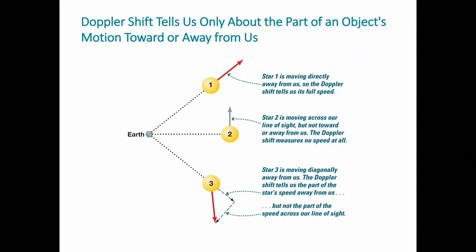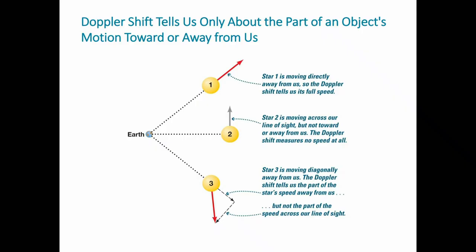So let's say you observed a star and you measured its Doppler shift. Does that mean you know the exact velocity that it's moving with? Not necessarily. If you look at star 1, if all of its motion is in a line with the Earth and it's moving away from us, then whatever Doppler shift you calculated will tell you how fast that object is moving.